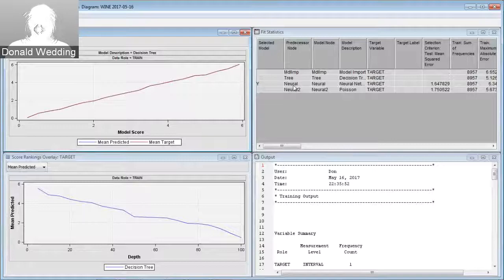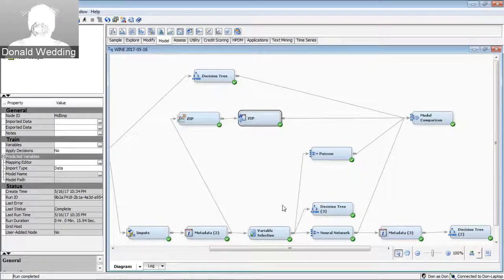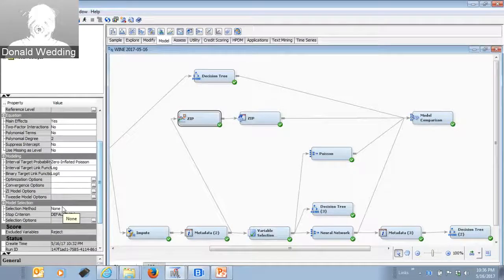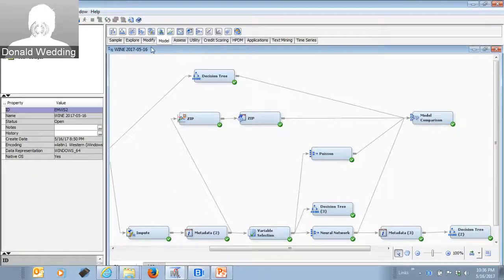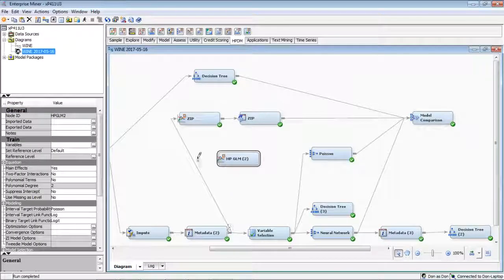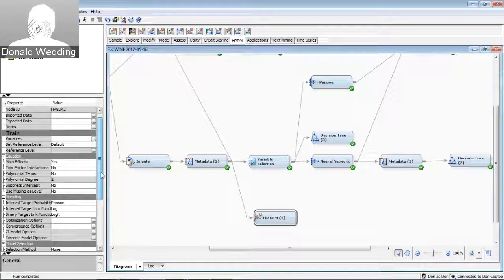Hey, look at that, guys. Model import. So what you want to do is rename your model import zip. And then you can do other ones too. Oh, by the way, I think this guy also does variable selection, so you could do stepwise selection. And if you want, let's grab one more of these. Where is it? GLM.